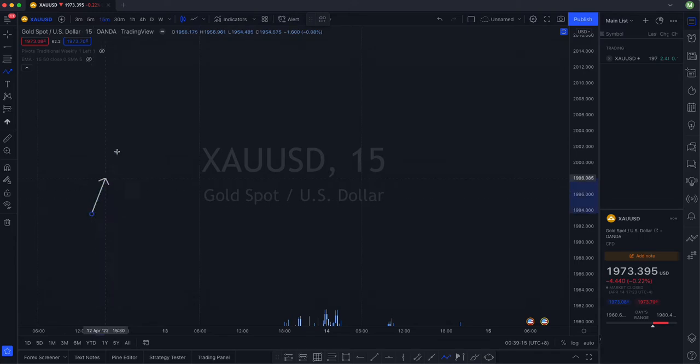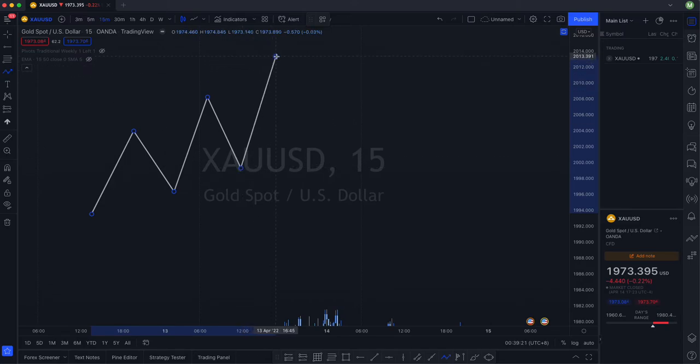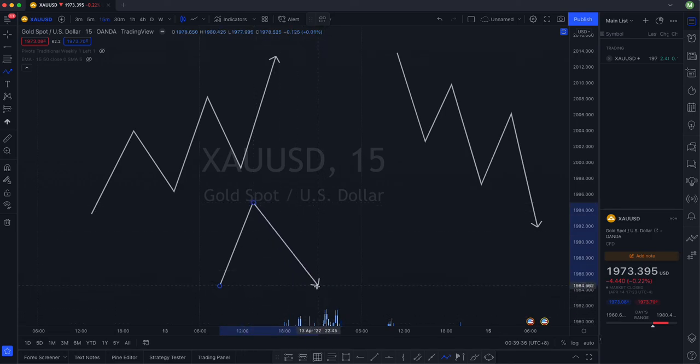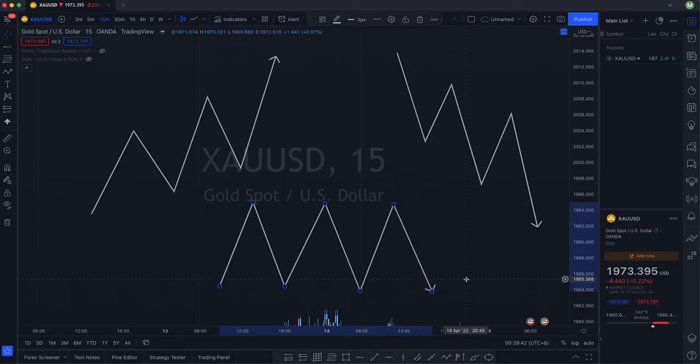The market either moves in an uptrend, which is a form of higher highs and higher lows, or the market moves in a downtrend, which is formed of lower lows, lower highs, lower high, lower low, lower high, and so on and so forth. And the third phase is the consolidation phase, which is also called ranging, whatever you call it, a lot of sideways movement.